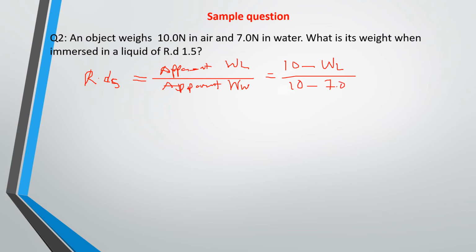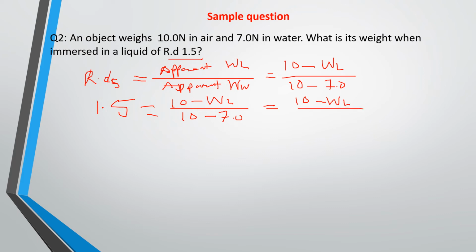So now you can put in your information, because relative density is given to you to be 1.5. So you just say 1.5 is equal to 10 minus weight in liquid all over 10 minus 7. So you can actually work this out. So this will give us 10 minus weight in liquid all over 3.